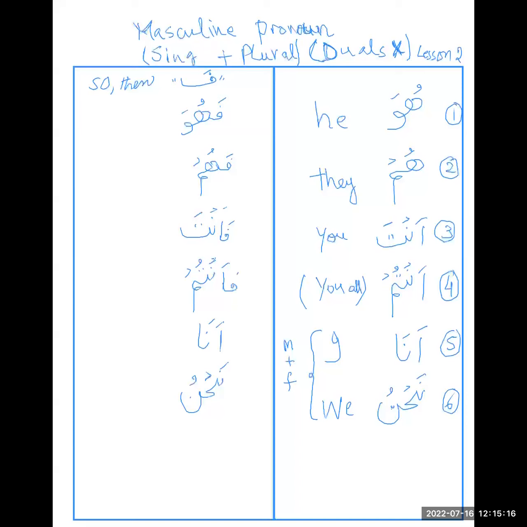Okay, Aisha, what would be the meaning of fahuwa? So, he. Okay, good. So he. All right. So they, right? And similarly, you can attach the meaning of the pronoun. And this is your second lesson. What is the second lesson? It is fa.